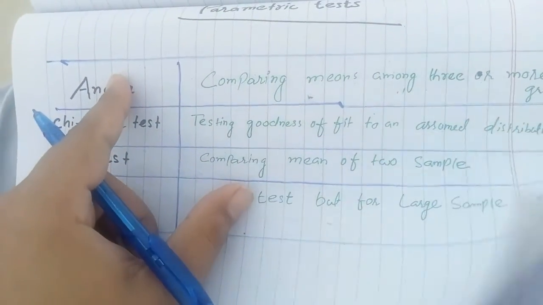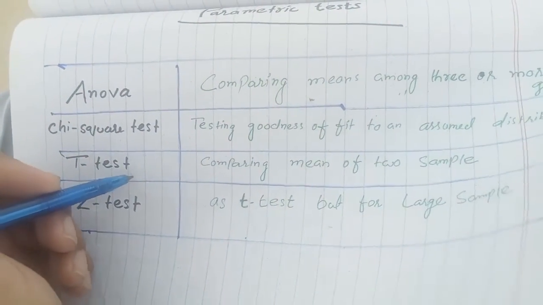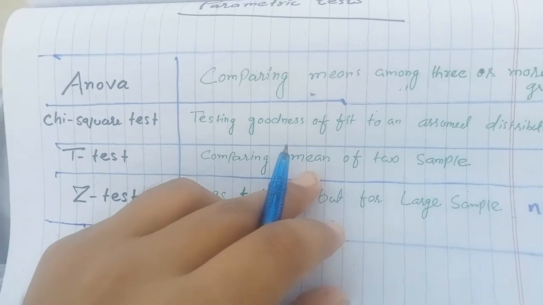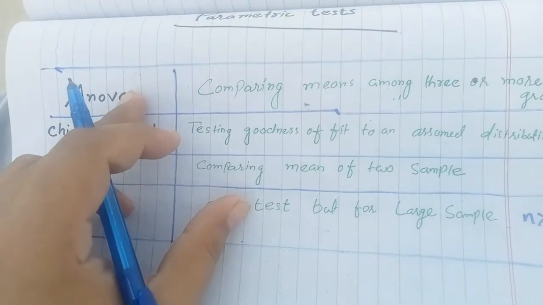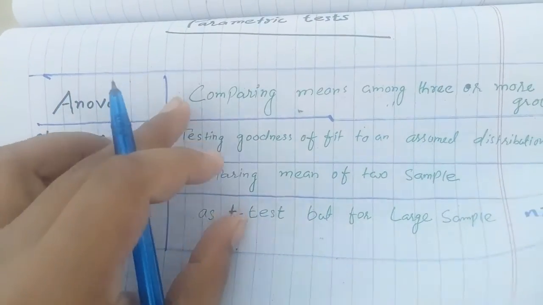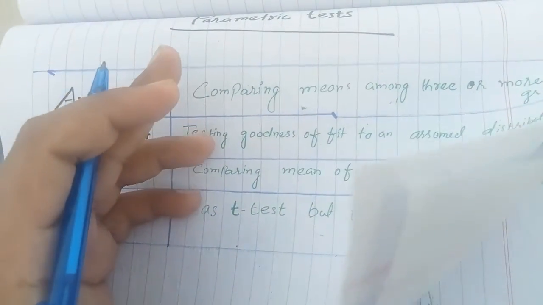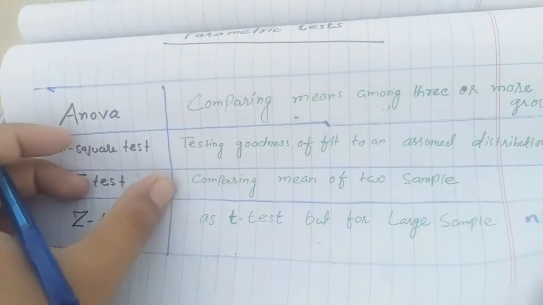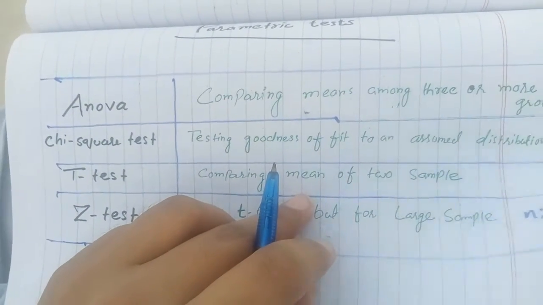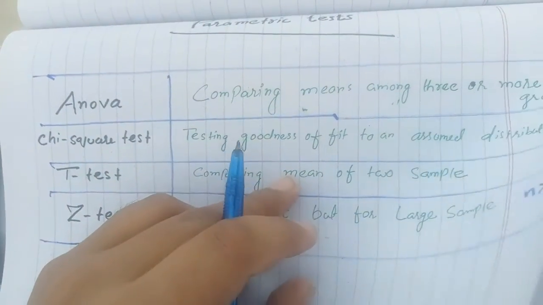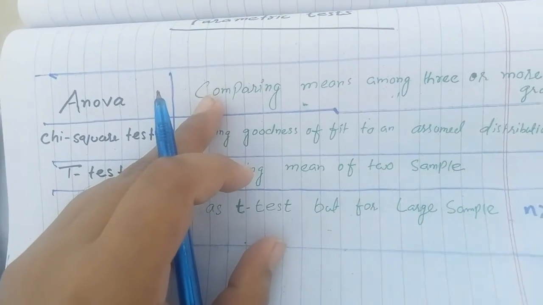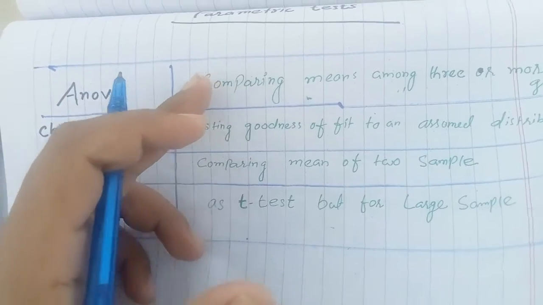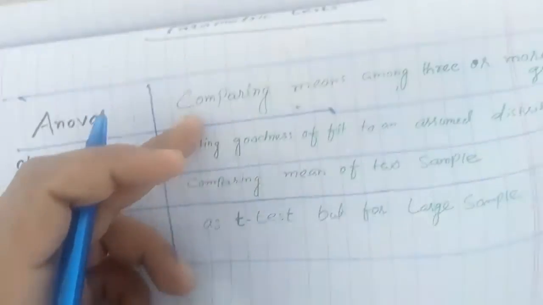And the ANOVA, as I said, in the t-test we check the mean of two groups at maximum. We can check two means here. But in the ANOVA test we can check three or more than three. So that is the difference between the ANOVA and the t-test. With a t-test we can use two means to check, but in an ANOVA test we basically check three or more than three means of the groups or samples.